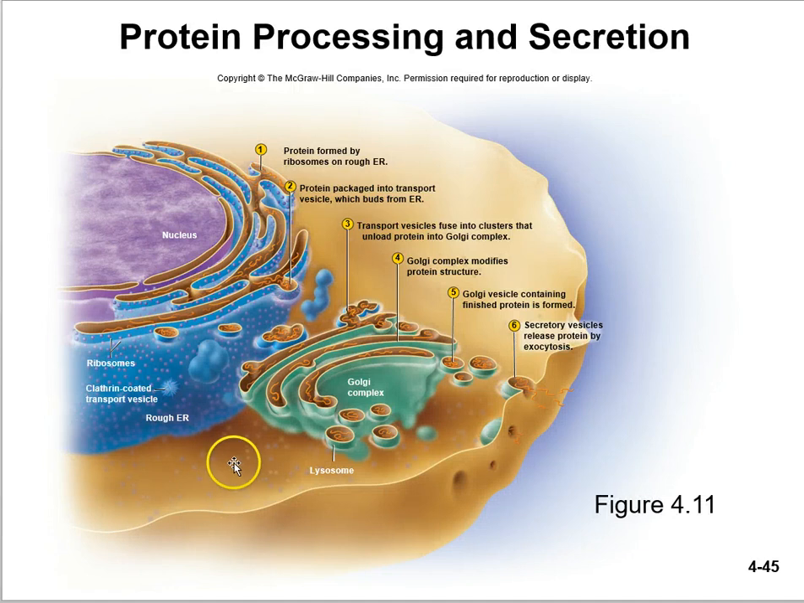Here's another look at how this happens, going from the nucleus where we have our DNA, out here to the ER where we have our ribosomes. Or remember, those ribosomes might also be floating in the cytosol. And then finishing up our protein and folding it in the Golgi complex. Then we might make a vesicle around that protein and send it out using a secretory vesicle.